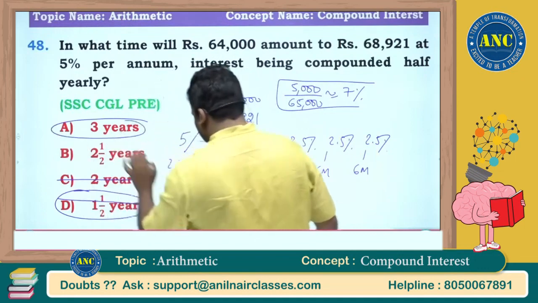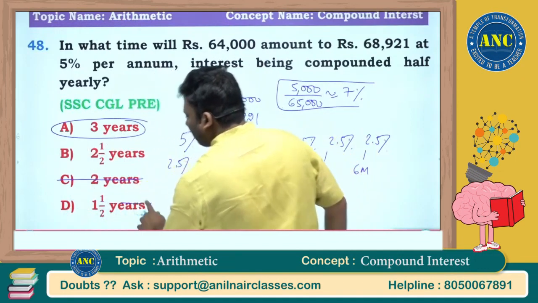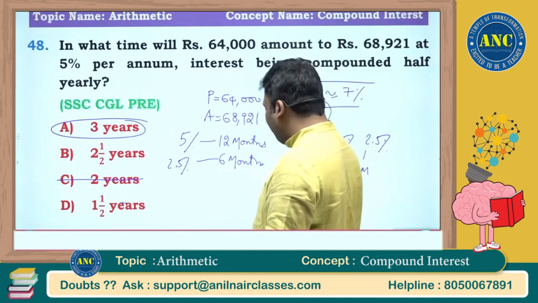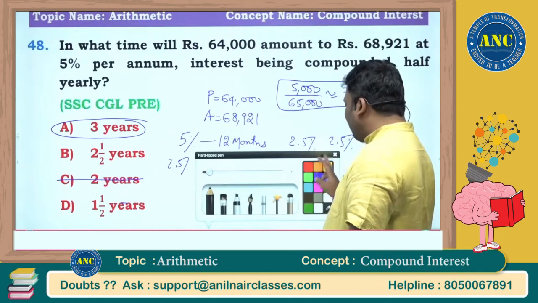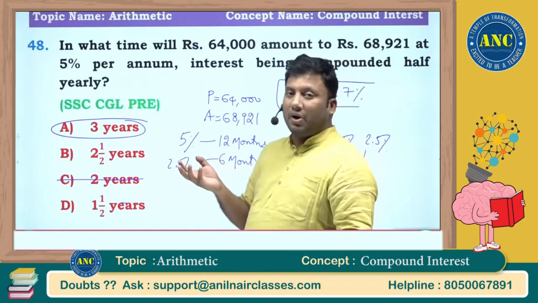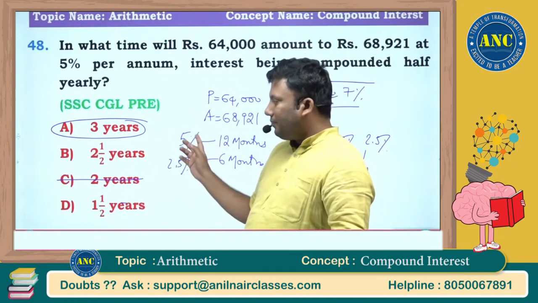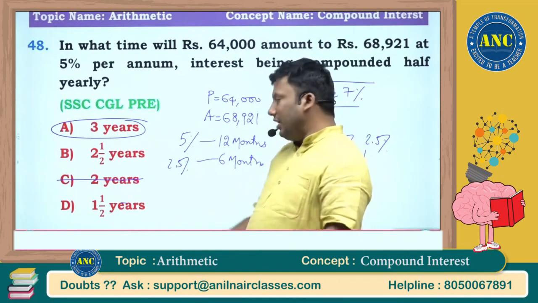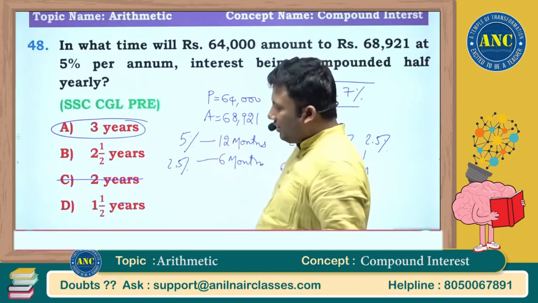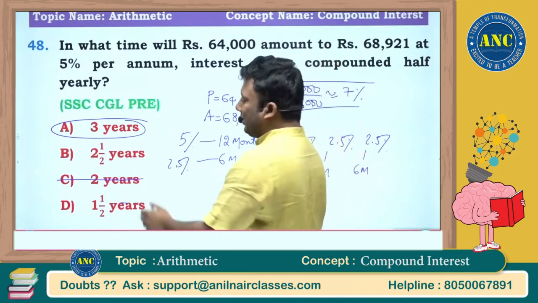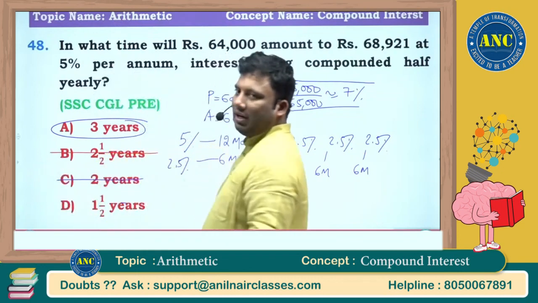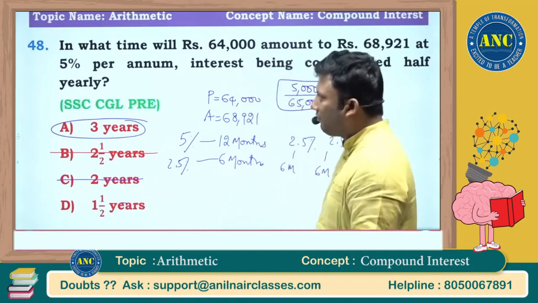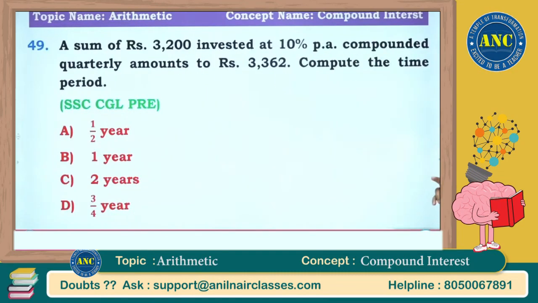So this will be eliminated. Not this one, sir. 3 years will be eliminated. 2.5 years, just think logically. 2.5 years means 6 months 2.5, 12 months it is 5. 2 years means it will become 5, 5, 5, 5. If 2 years is eliminated, why am I doing it for 2.5? Anything above 2 will automatically get cancelled. So the answer is 1.5 years. Next one.